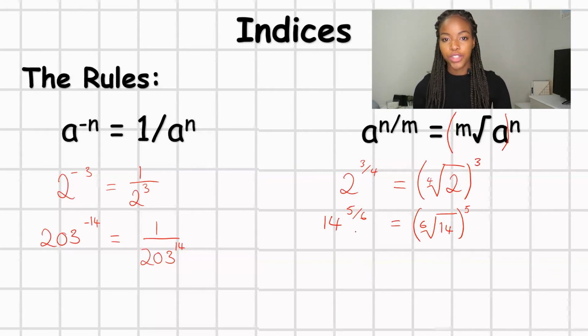But the most common one that you'll find is a half. I'll do a good example with that. So let's say we have 100 to the power of a half.